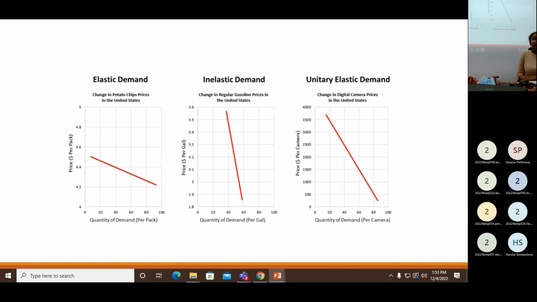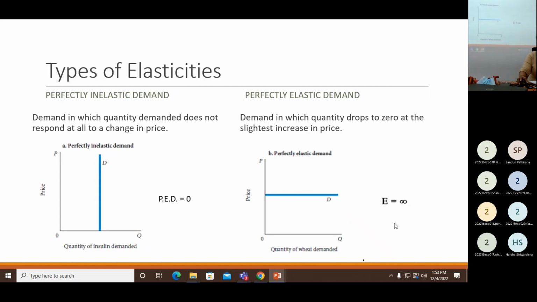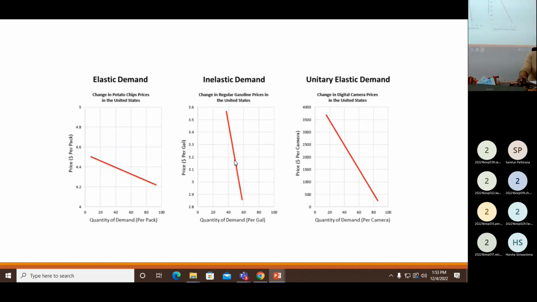Sorry? Rice. Rice. You mean rice? Rice, we have a perfectly elastic demand. Earlier we looked at this perfectly elastic demand is for rice. This inelastic demand for what? Fuel. Somebody said fuel, right? Yeah, fuel or crude oil. Why? Why do you have an inelastic demand for fuel or crude oil?